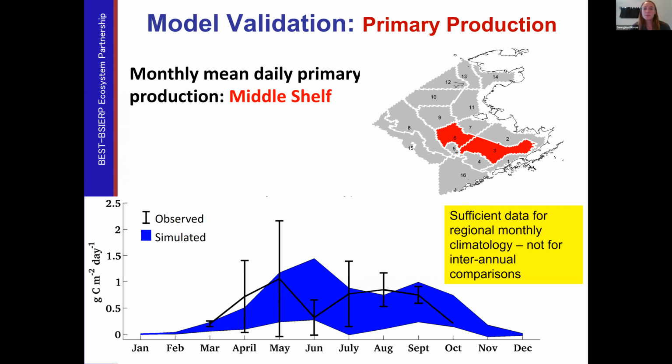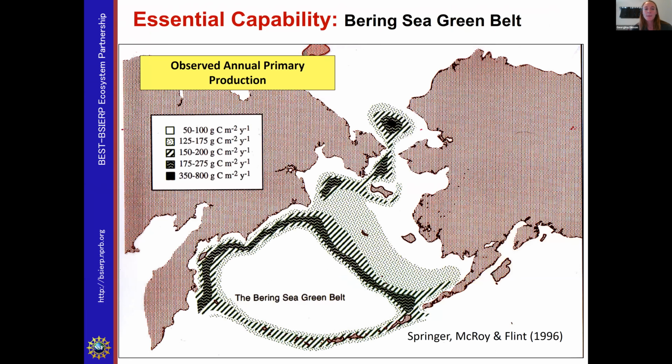Okay, so what we moved on to then, rather than doing these location comparisons, is to talk about what are the essential features of the Bering Sea that the model has to capture in order to be recognized as looking like the Bering Sea?